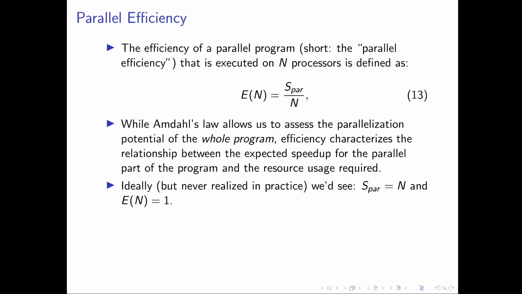While Amdahl's law allowed us to assess the parallelization potential of the whole program, efficiency states the relationship between the expected speedup of the parallel part versus the resource usage that is required. Ideally, but this is also something that we'll never achieve in practice, S par would just be n, and then the efficiency would be 1. Basically, this ratio tells us how much parallel speedup we see in relation to the number of processes that we devote to the parallelization.